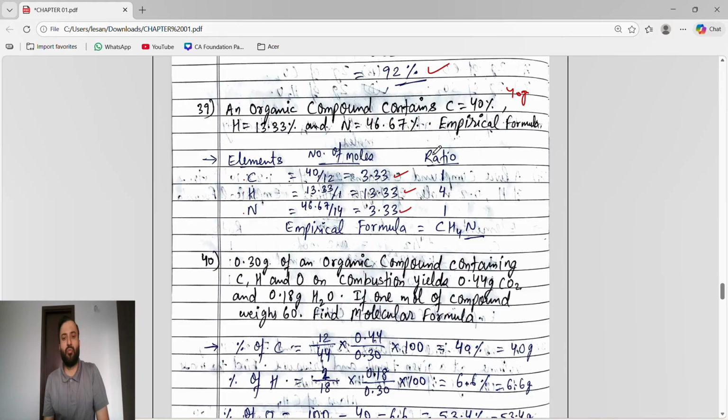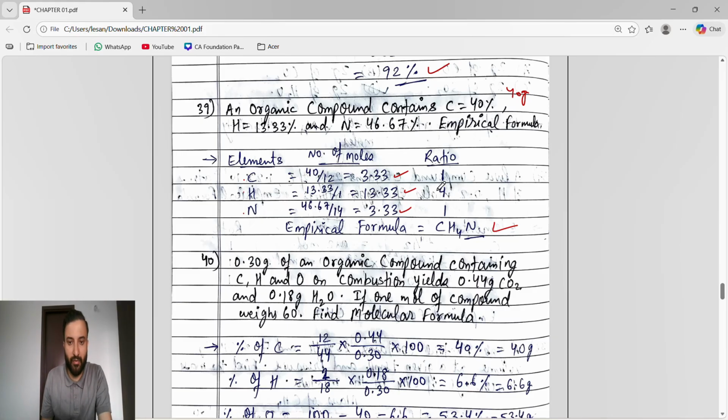After getting the number of moles, you have to do the simplest ratio. Simplest ratio means whichever is the lowest, we divide all by it. So 3.33 is the lowest, you divide and it will become 1. Then 3.33 into 4, you will get this much, and then 3.33 same, you will get 1. So carbon 1, hydrogen 4, nitrogen 1, CH4N, the empirical formula.